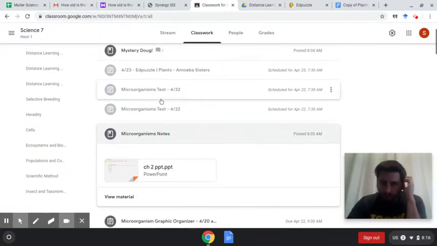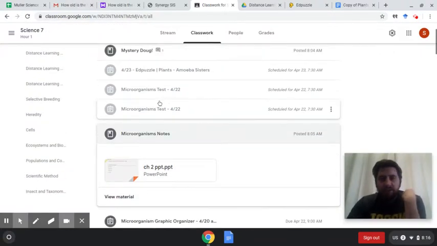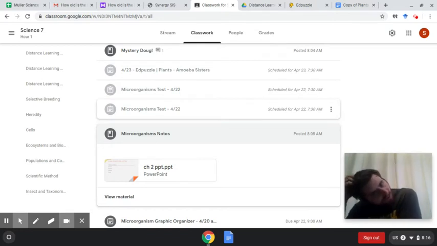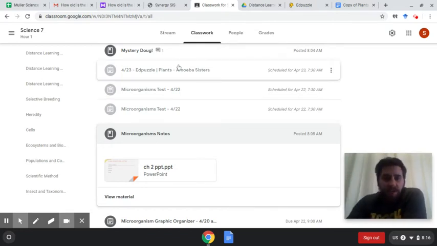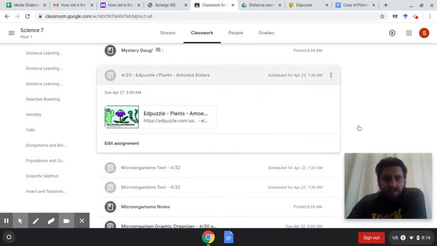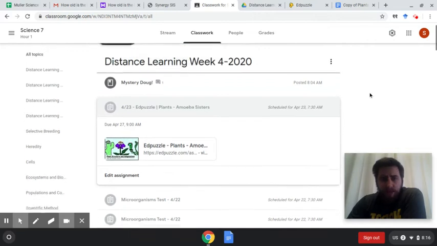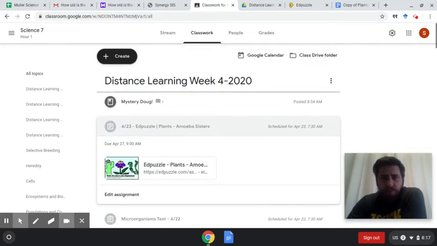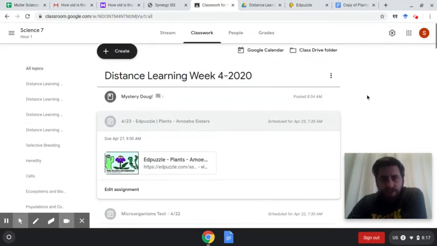And then again, tomorrow scheduled microorganism, or not tomorrow, excuse me, Wednesday. You'll have 2 days to fill out this graphic organizer. Wednesday will be the test. Thursday, we're going to move on to plants. We're going to watch an Amoeba Sisters video, everybody's favorite. And we're going to move on to plants. So we're going to do plants for a week and a half or so. And then we're going to move on to animals for several weeks. And then we'll probably wrap up with the zoo stuff at the end of the year.